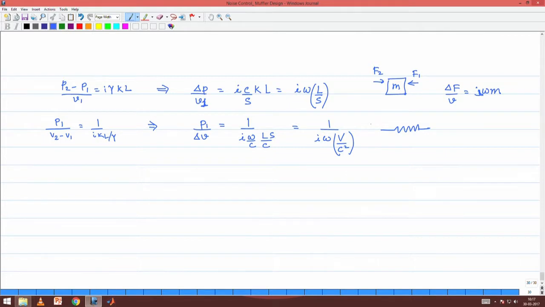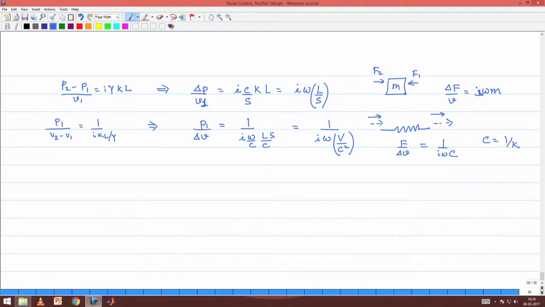While looking at the spring element, we said that the velocity at the two ends of the spring element could jolly well be different, but the forces at the two ends must be the same, and it turned out that force divided by the change in velocity should be 1 by i omega times the compliance, or we put capital C for compliance of the spring. Capital C was 1 by K, right. So, now you see V by C squared therefore resembles that of the compliance of the spring. Here we have exactly the same situation.